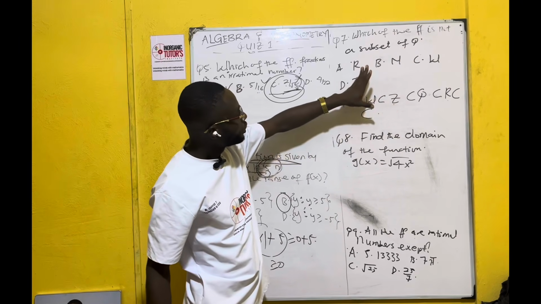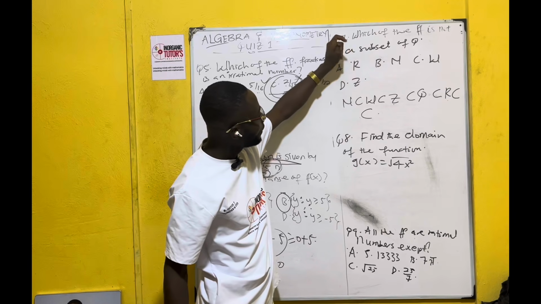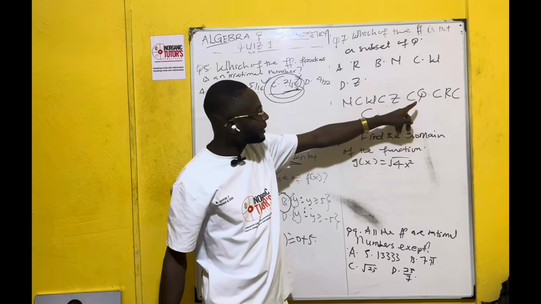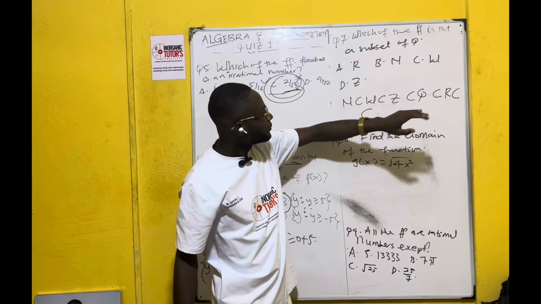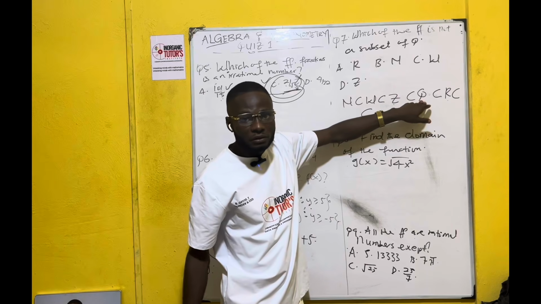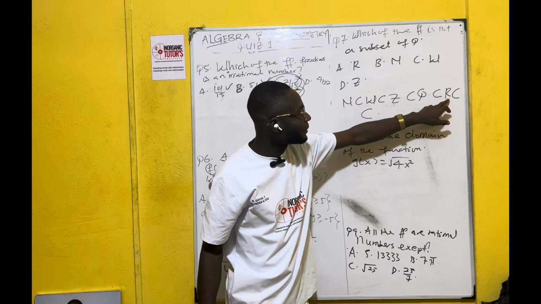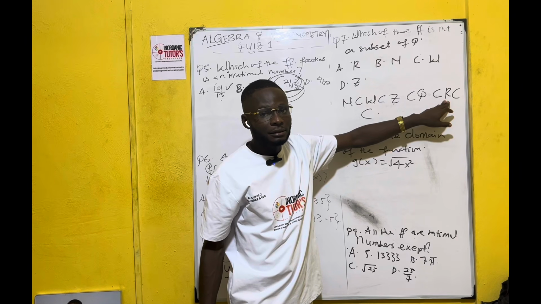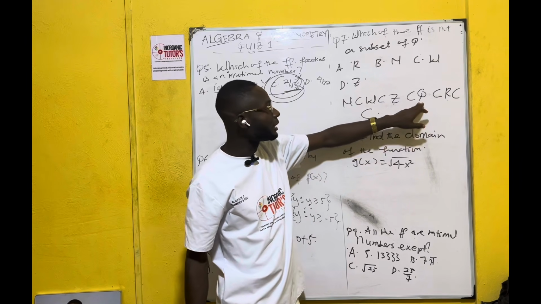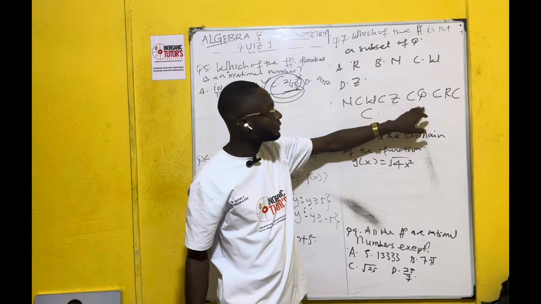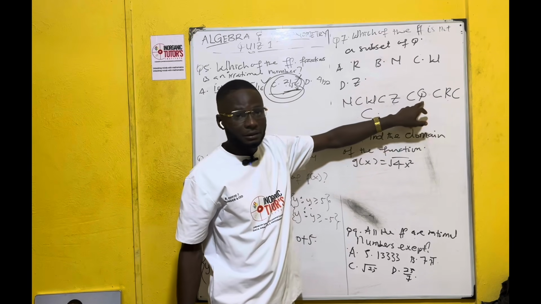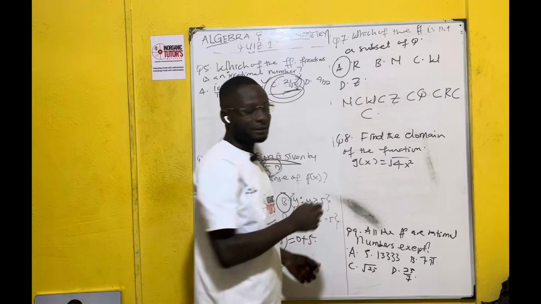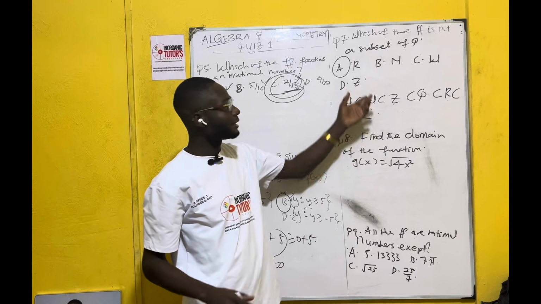Q, yes. So Q is rational numbers, right? And rational numbers, all these ones are a subset of what? Rational numbers. But rational numbers cannot contain real numbers, right? But real numbers can contain rational numbers, right? So real numbers cannot be a subset of what? Rational numbers. So the answer here is real numbers, right? The answer here is real numbers.